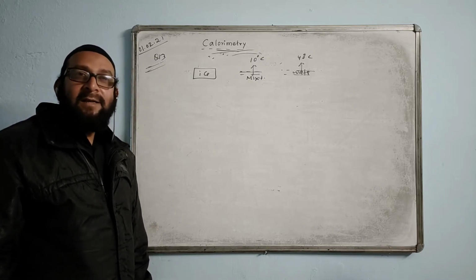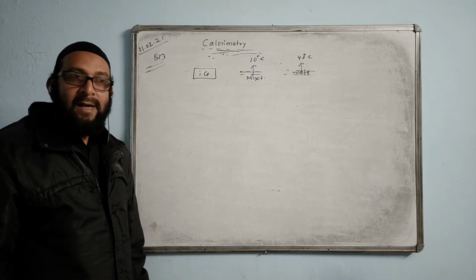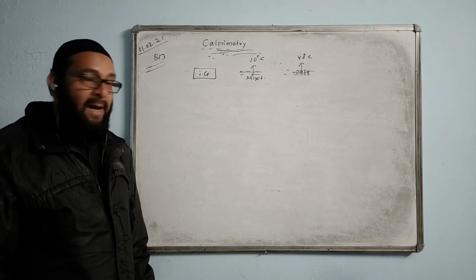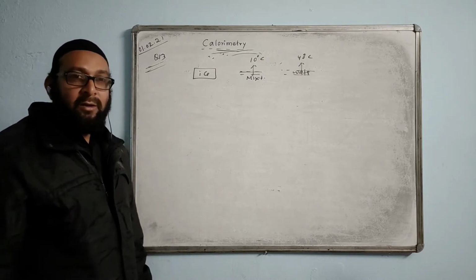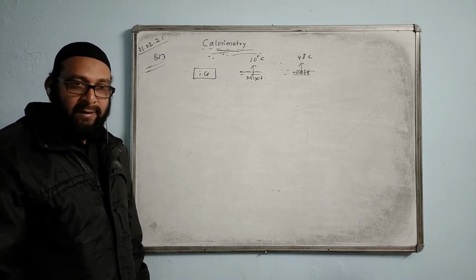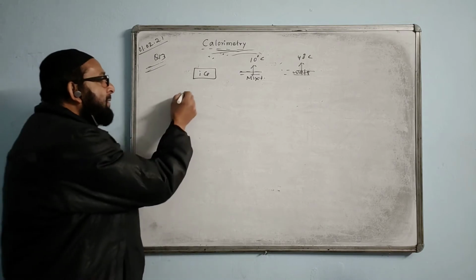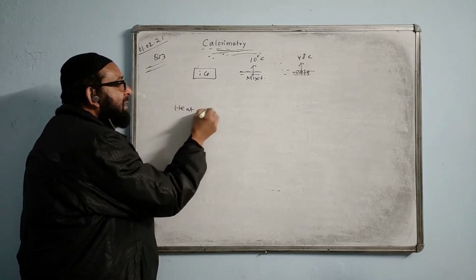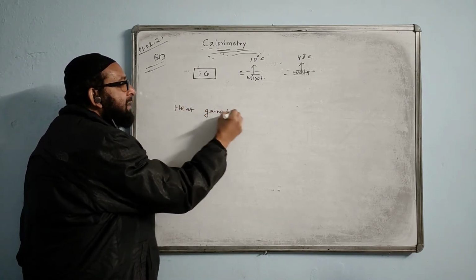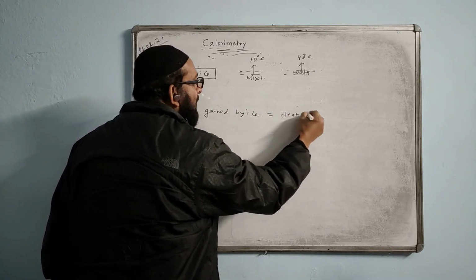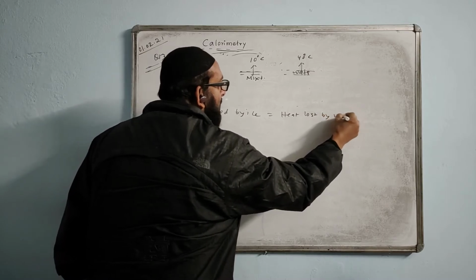Ice always gains; ice never loses. Ice will gain heat and water will lose. The hotter body will lose and the colder body will gain. Colder is ice, so here we write heat gain. First we understand heat gain only. Heat gained by ice is equal to heat lost by water.